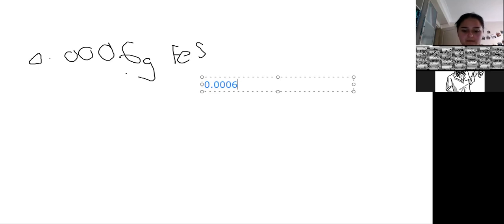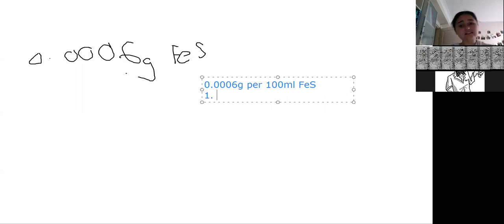0.0006 grams per 100 mils, and we've got FeS, so iron 2 sulfide. That's what it's asking, and it's asking you to be able to calculate the KSP value of that molecule. All right, so remember, like we did last week, first thing you really need to worry about is you need to write a very clear and concise equation.